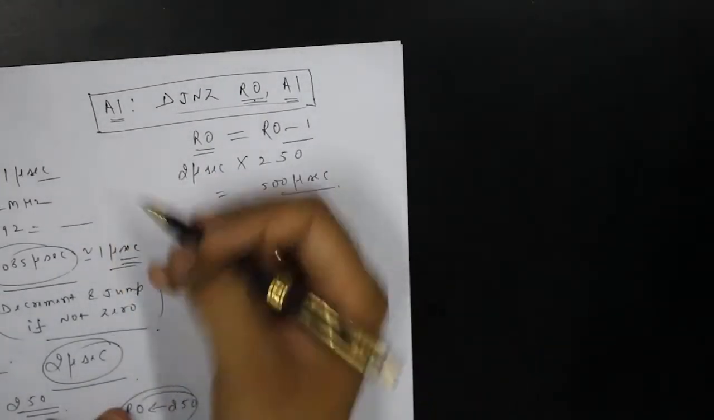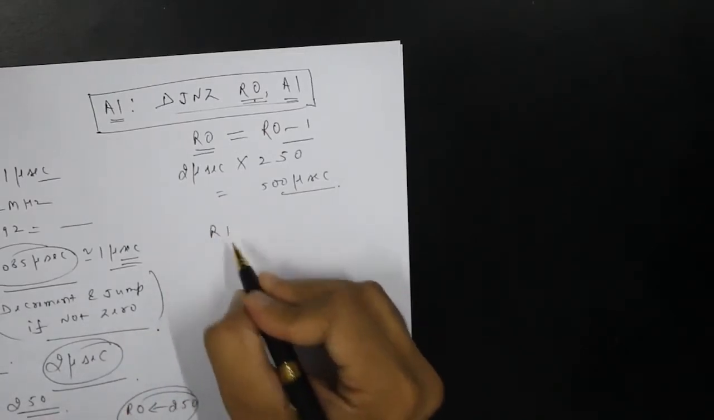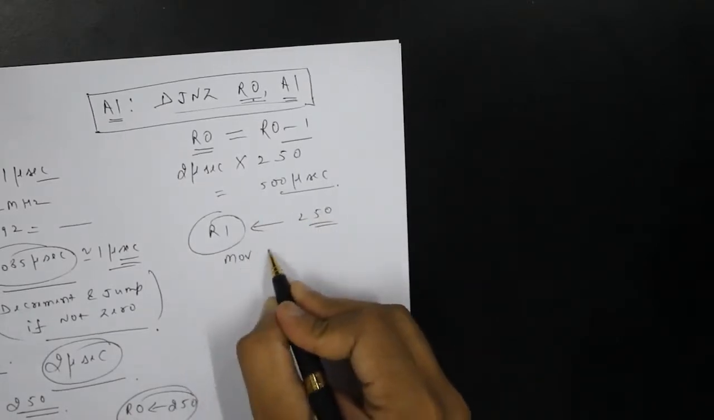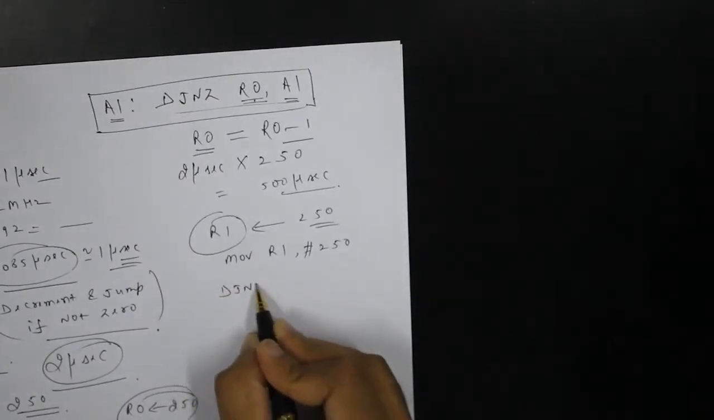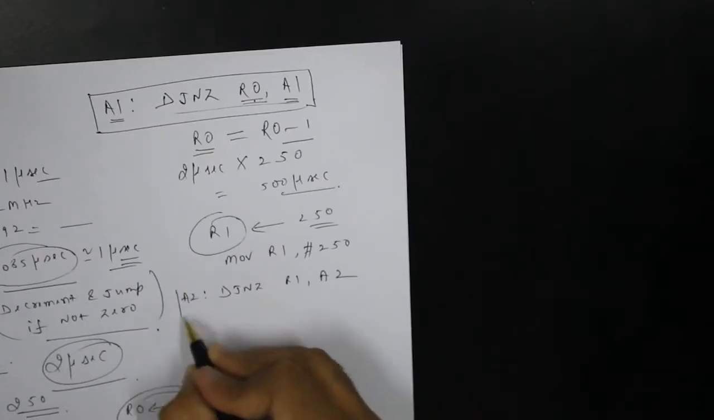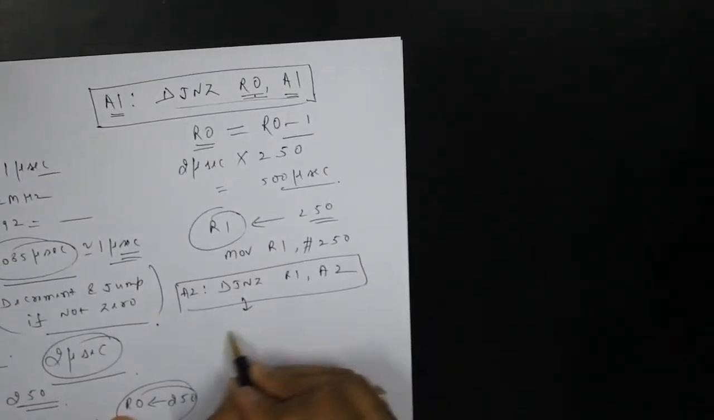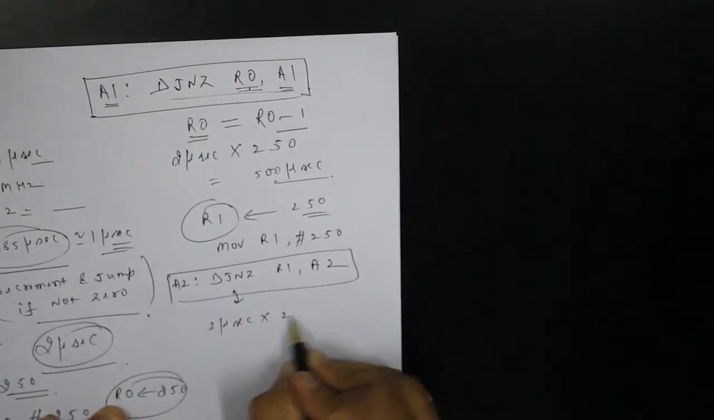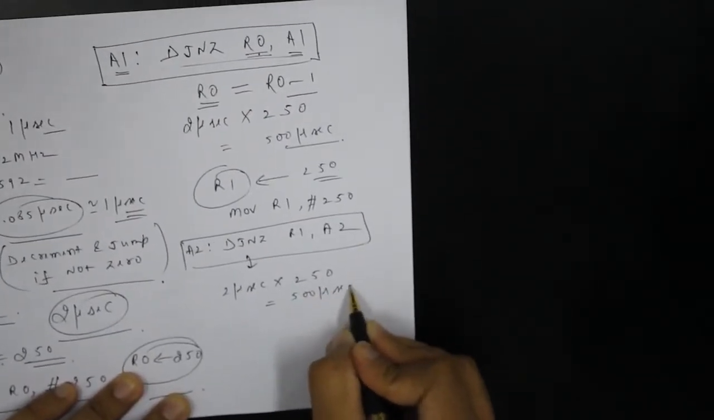If I am going to have one more instruction, where I have loaded R1 register with the same value of 250, using a similar instruction, MOV R1, #250, and if I write the same thing, DJNZ R1, A2, and put A2 over here, it again is going to give you a time delay of how much? It is 2 microseconds multiplied by 250, so it will be again 500 microseconds, right?